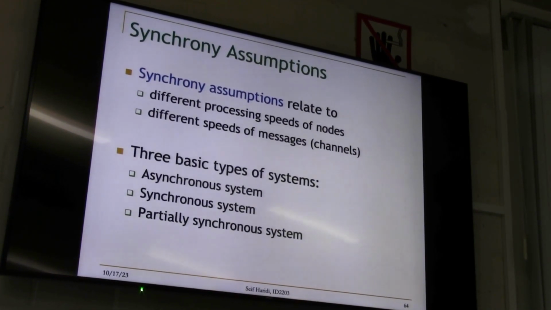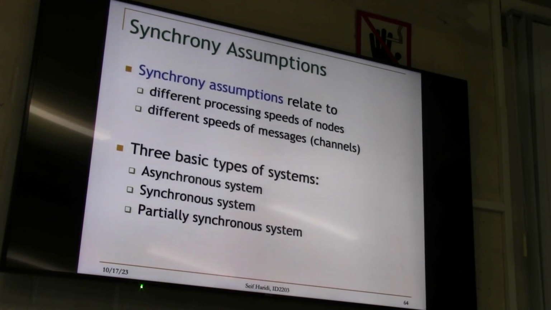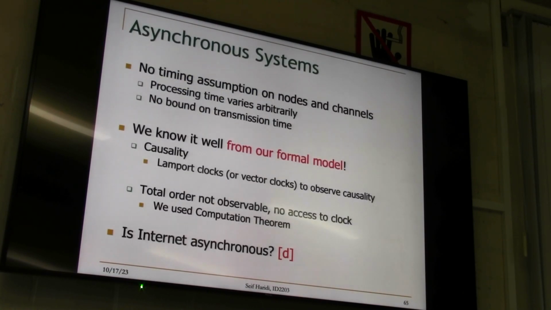So I will review them, but I will spend more time on the partially synchronous, which is the most important one. The asynchronous is the most relaxed one with the least assumptions. No timing assumptions. Processing time can be arbitrary as long as it's finite. Transmission time can be arbitrary as long as it's finite. And the formal model models causality. It's just connecting events, but it's not telling us how much time is passing. All that we know is that it's finite.